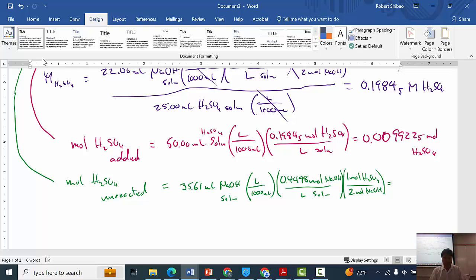And so I'm just going to do 0.03561 times 0.4498 divided by 2. I get 0.008008 moles of H2SO4 left over.